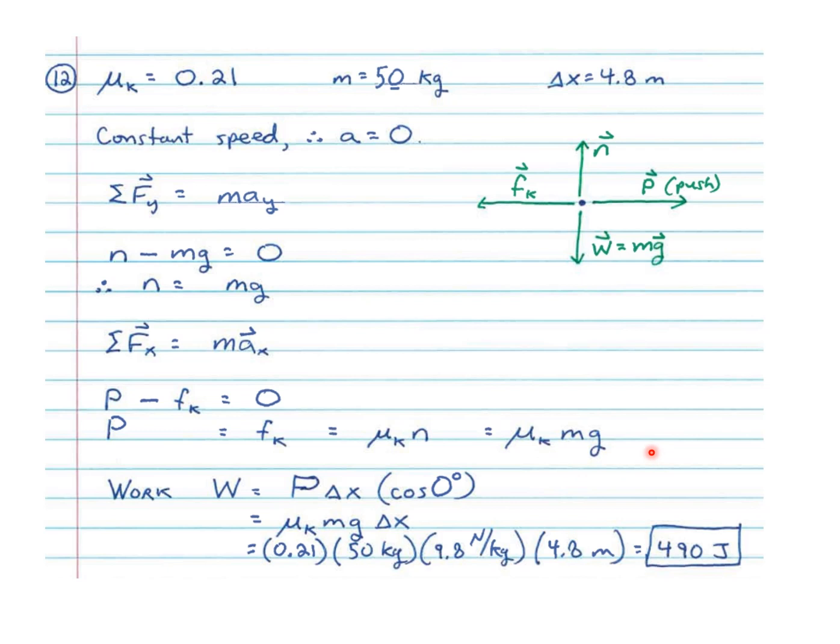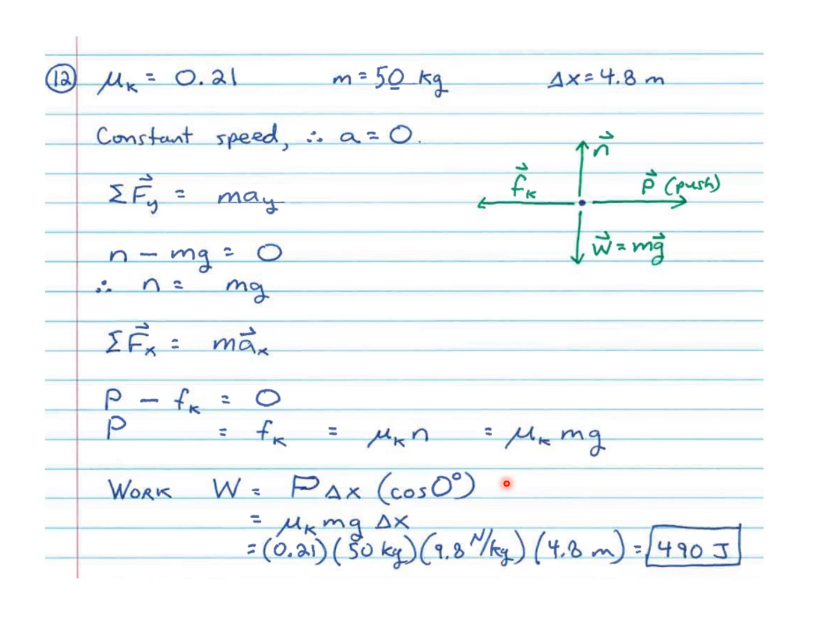Now, the reason we want to do that is because the question is asking for what is the work. Well, work is related to the force that we push with. So here we have work is the push force times displacement times the cosine of the angle between the push and displacement. Now, they're both going to the right, and so that's a 0-degree angle. So times the cosine of 0 degrees, which is 1.